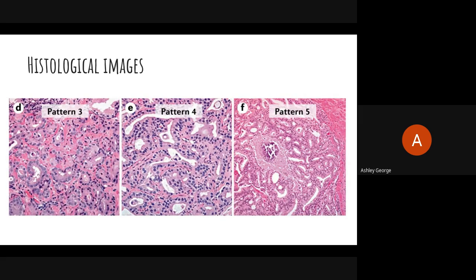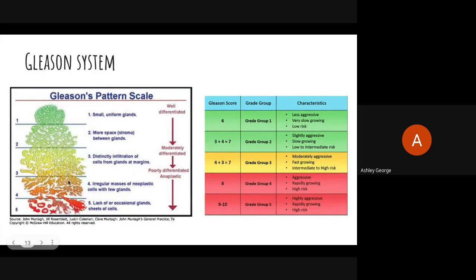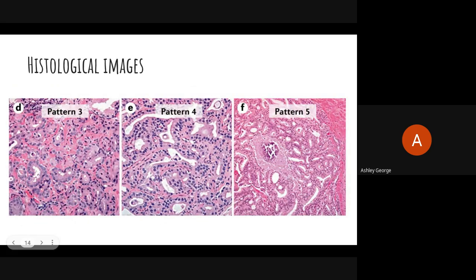This is just kind of an elaboration of the previous slide. I found some histological images of some of these patterns. I will admit I'm not an expert in reading these, but to me, it looked like going from pattern 3 to pattern 5, there definitely seems to be some more spaces, some more irregularities there. And I just thought that it would be a good way to represent these patterns and what they might look like on the cellular level.